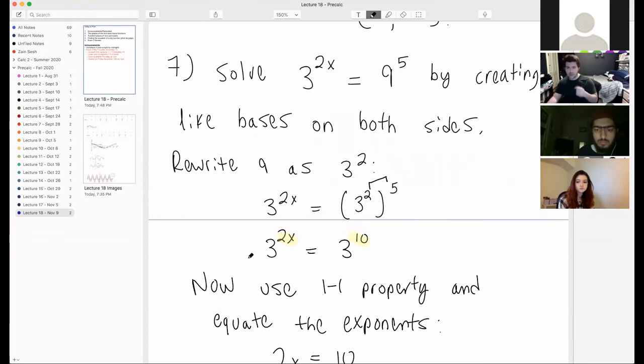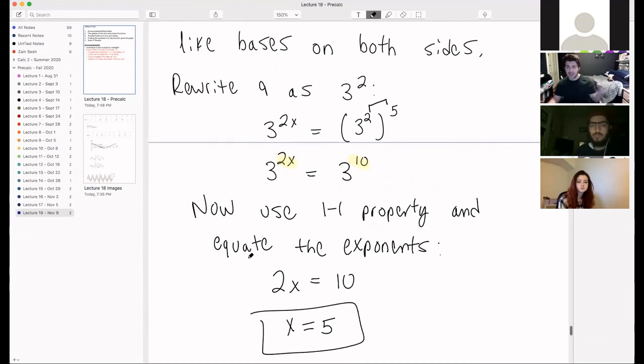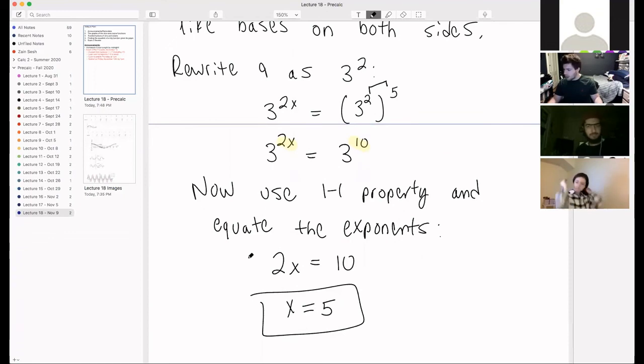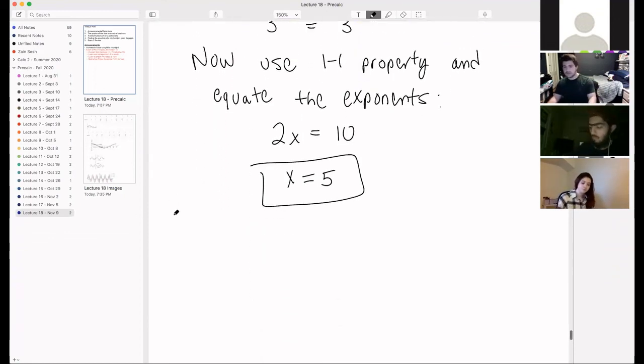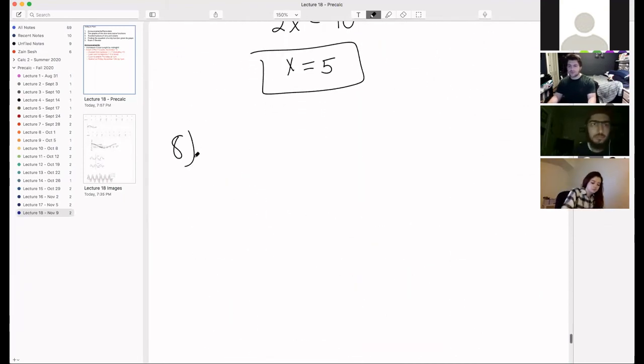I know I'm moving super fast right now, but hopefully you guys are kind of strong on this topic because we had our homework assignments. Okay, good. So the last thing I have prepared, we're on number 8. I'm going to give you a logarithmic equation, and I want you to use the one-to-one property.